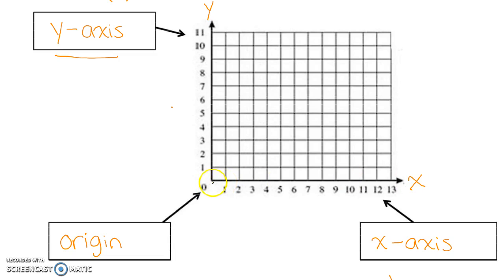This point over here where they meet at 0 is called our origin. And the coordinates of the origin are (0, 0), meaning we're at 0 on the x-axis and 0 on the y-axis. That's our starting point.